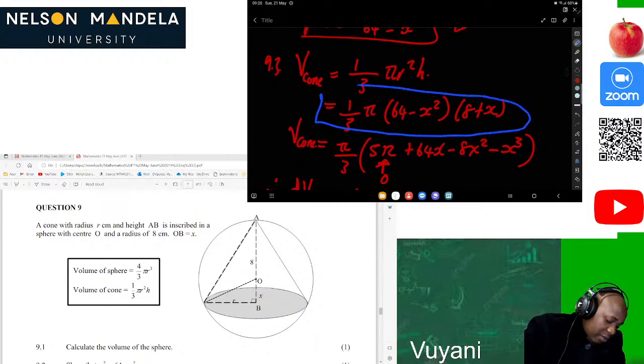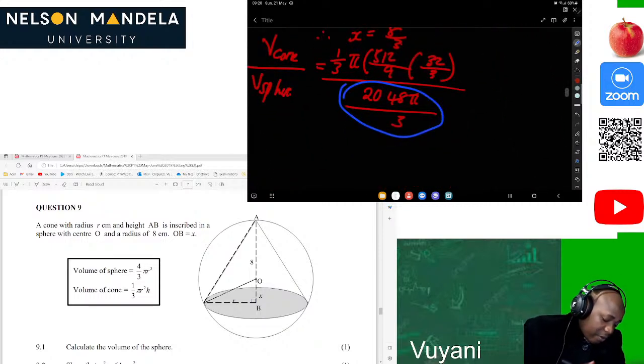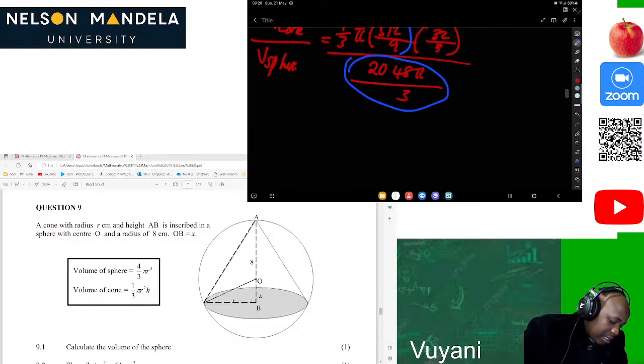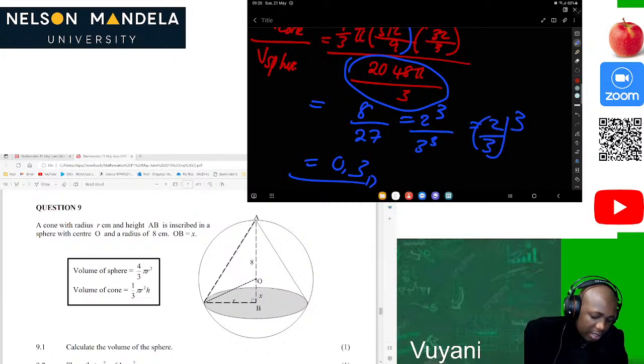Now we know the value of x, which is 8 over 3. So we plug in 8 over 3 there. Then we end up having 512 over 9 times 32 over 3. Then we use our calculator. That should be 8 over 27, which is the same as 0.3, because that is equal to 2 to the power 3 divided by 3 to the 3, which is 2 over 3 all cubed. Okay, yeah, this is it.